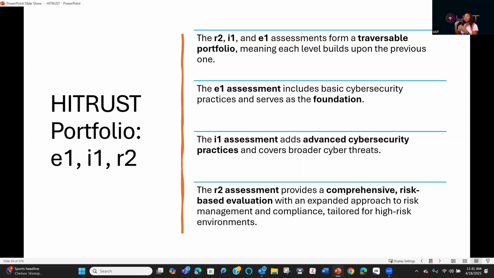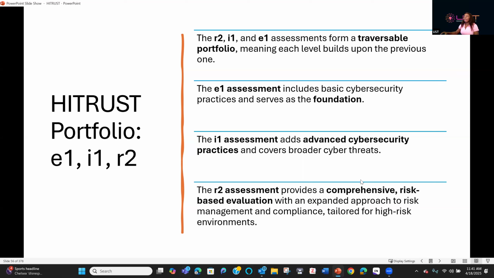And that's why being a transversable portfolio means that once you achieve your E1 certificate, remember that's like fundamental best security hygiene, then from there you can move now to the I1, which is moderate, where they will actually have a set of controls that will come again, assess you, and issue it. And then from I1, you can choose to go up to R2, which is a more risk-based, more comprehensive method of assessing your security controls, right?